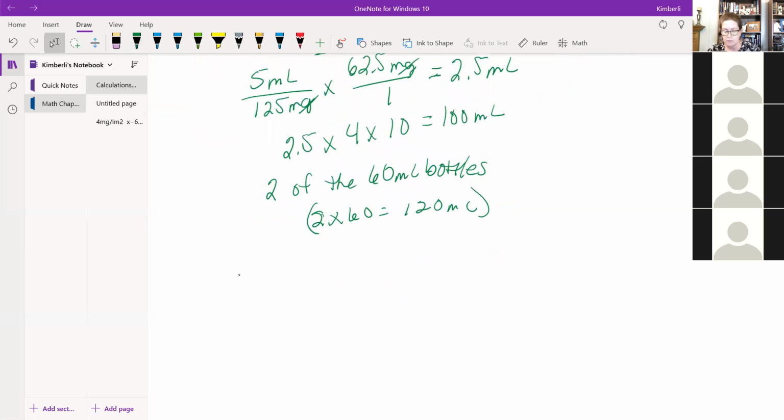Now, how many milliliters should be remaining after 10 days? That's where you need to know about the 120 milliliters, right? So they're going to use 100 milliliters of it, right? Yeah, 20. So how much is going to be remaining? 20 ml.